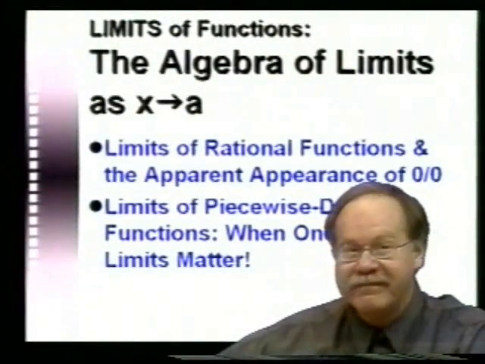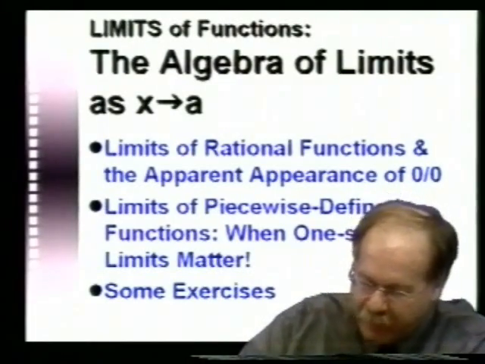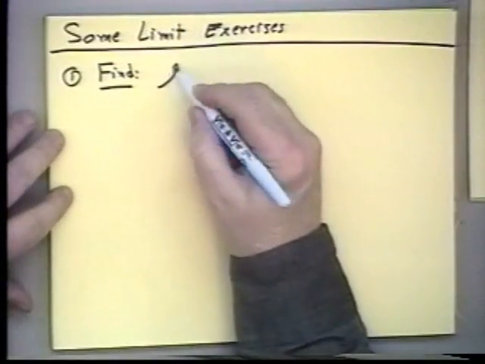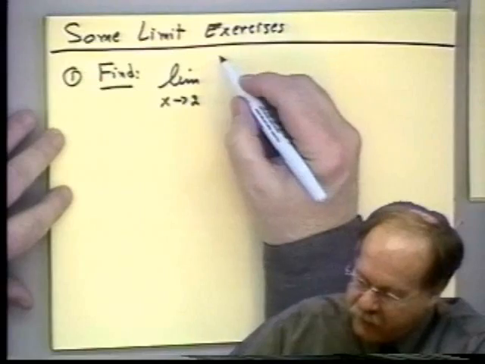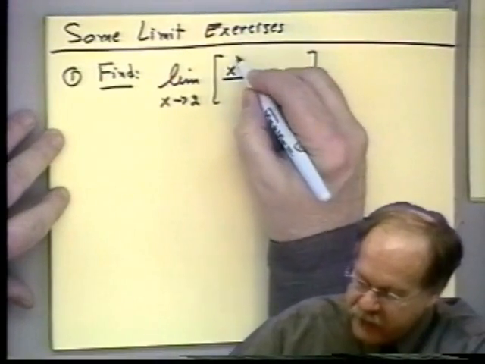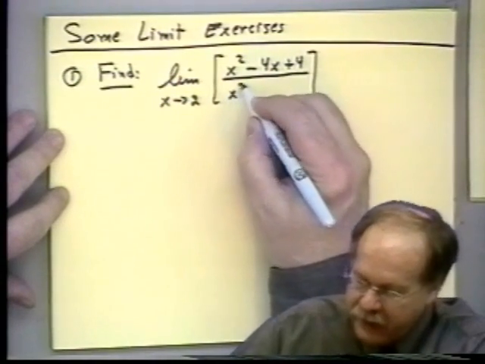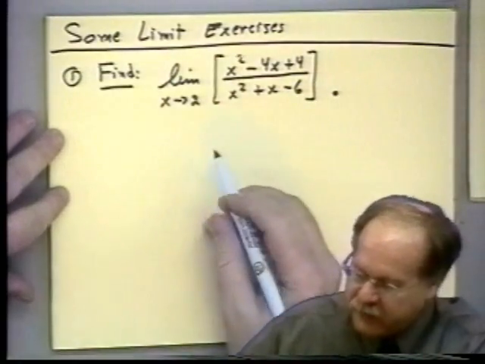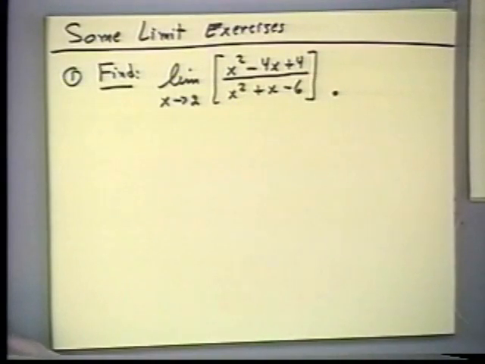Now it's time for some exercises. So let's start with this one. Find the following limit. It's the limit as x approaches 2 of the following rational function. It's x squared minus 4x plus 4 on the top, and x squared plus x minus 6 on the bottom. So I will stop now, give you a chance to try this on your own, and then we'll come back.